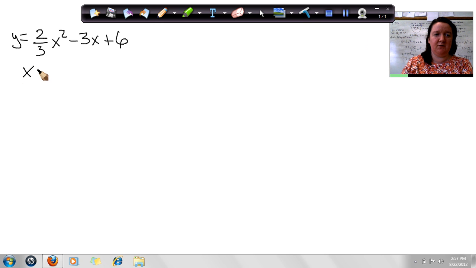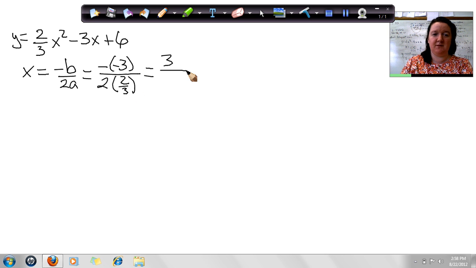So x equals negative b over 2a. If you look at this question, our b value is a negative 3, so we're taking a negative 3, over 2 times 2 over 3. So on the top I'm going to get a positive 3. On the bottom I'm going to get 4/3.